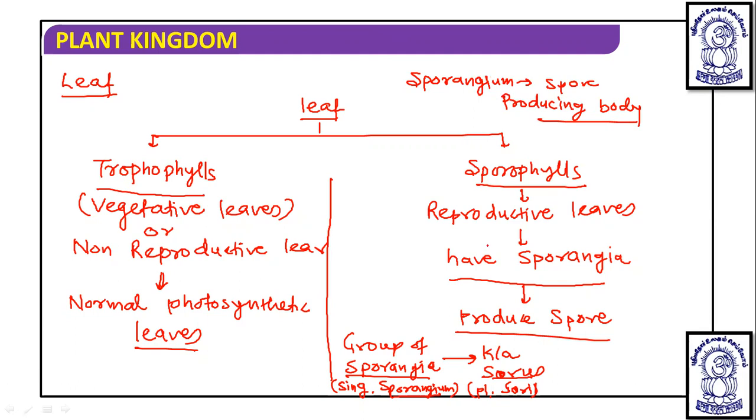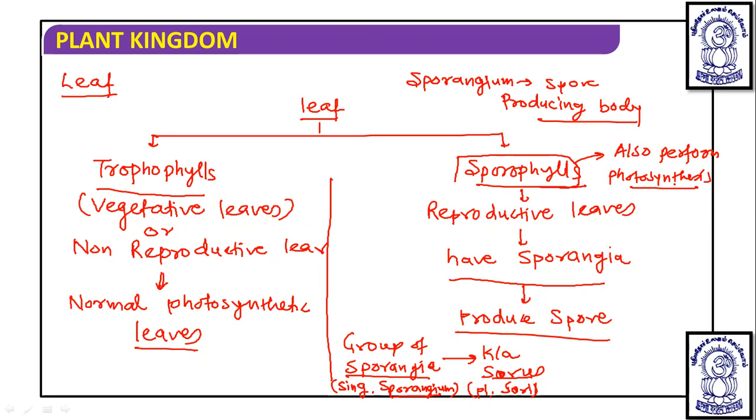Okay. Now, sporophylls are not only involved in reproduction. They also perform photosynthesis. Okay, so this is the thing with respect to these two types of leaves.